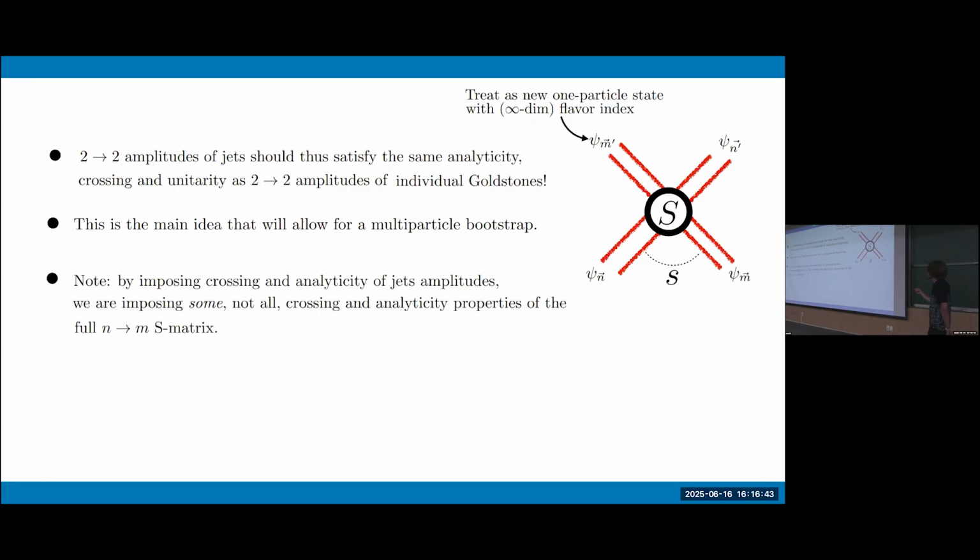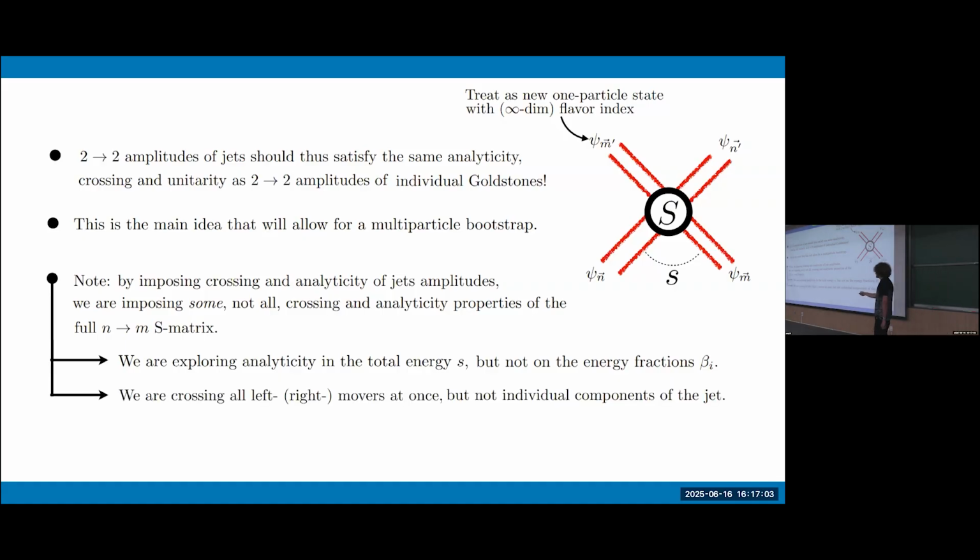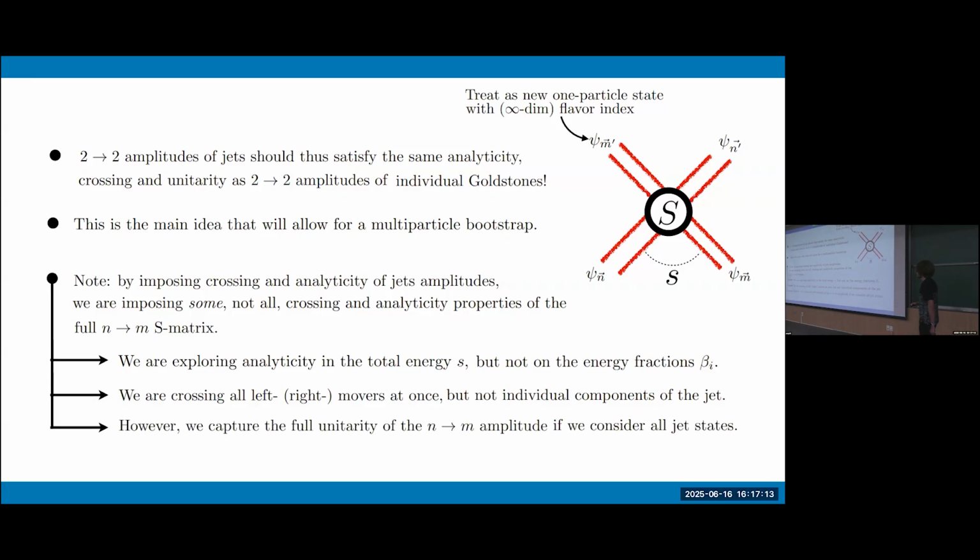Now, let me emphasize that by imposing crossing and analyticity of these jet amplitudes, we're imposing some, but not all, of the crossing analyticity properties that you might expect of the full N-to-M S matrix. In particular, we are exploring analyticity in the total energy, but not in the energy fractions. And we are exploring crossing moves where we cross all left movers or all right movers at once, but not individual components inside the jets. However, we are capturing full unitarity of these amplitudes because, again, we're just doing a change of basis.